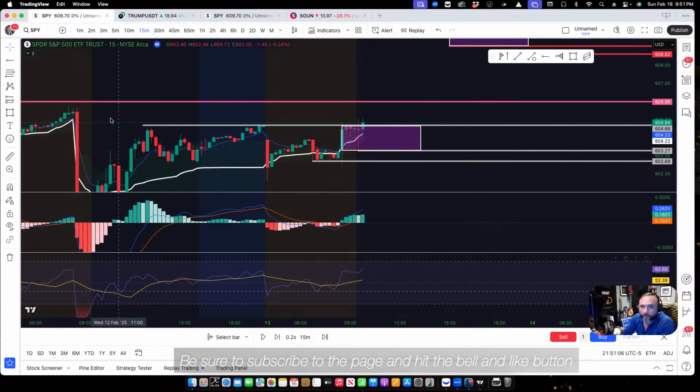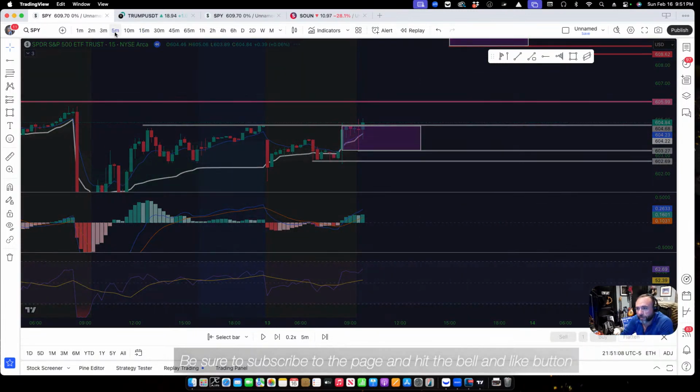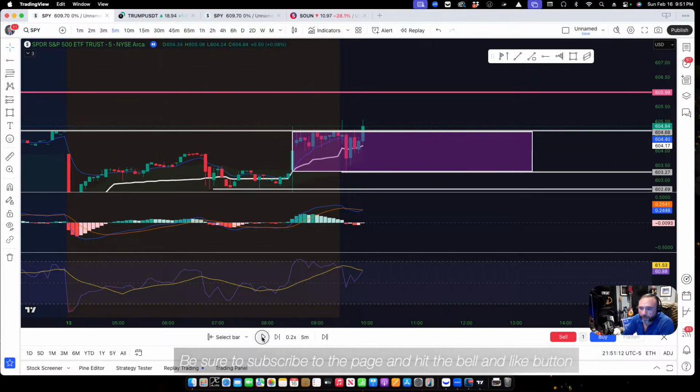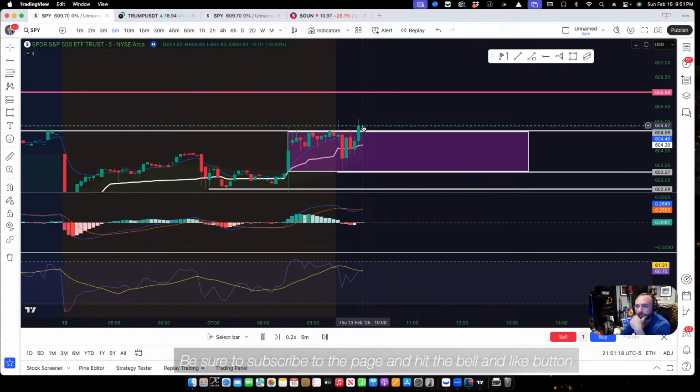Now let's hit play. We'll go back to a 5-minute candle. Let's hit play. See what we got. I would have taken a small position on that candle when it closed. Got another candle.